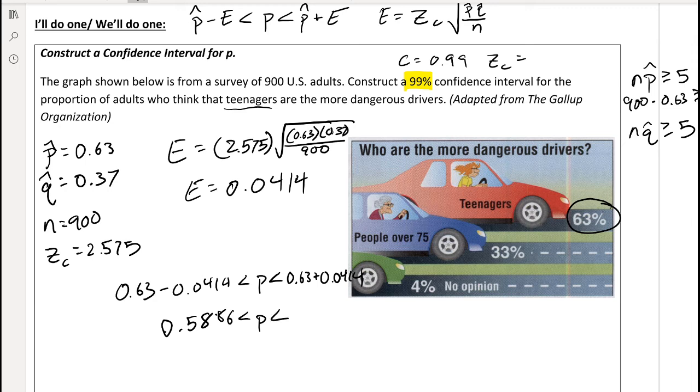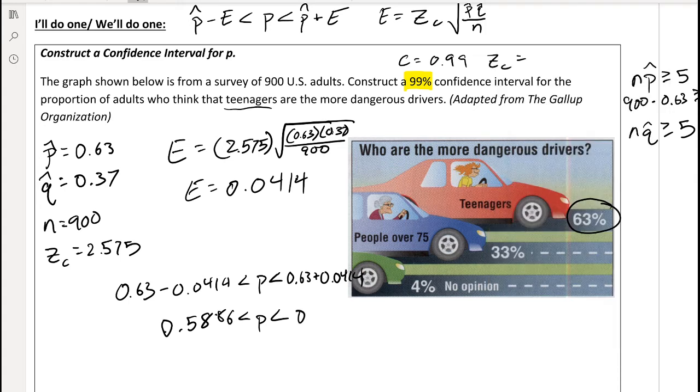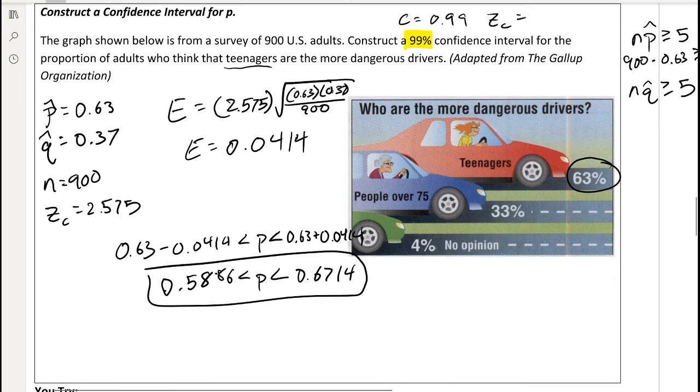Less than p, less than, same entry, except it's going to be a plus sign this time. 0.63 plus 0.0414, which is going to give me 0.6714. And there we go. That's another example of it. It's not too bad. It's just like what we've been doing before, except now our answers come out in percentages. I'm leaving my answers as a decimal for the percent form.